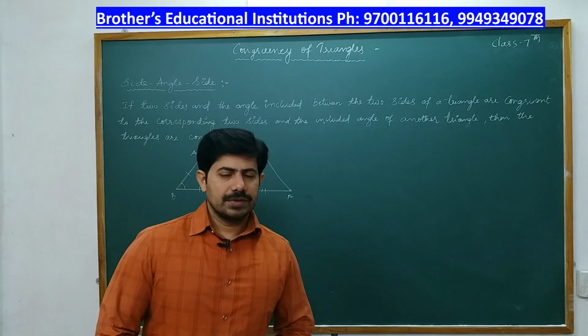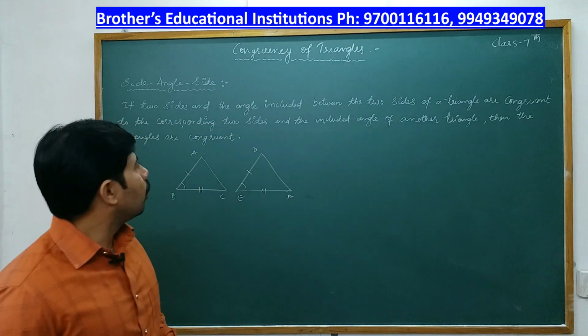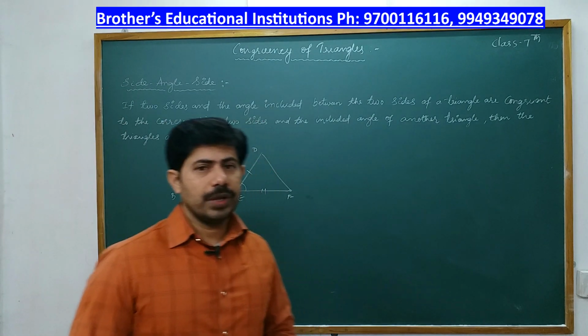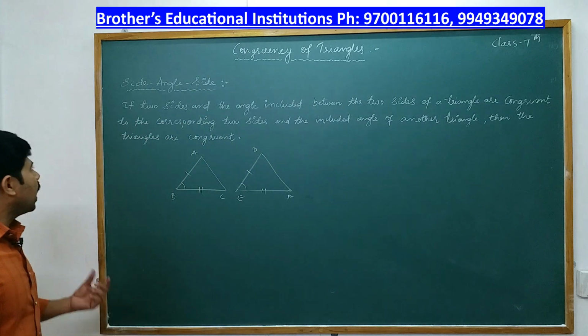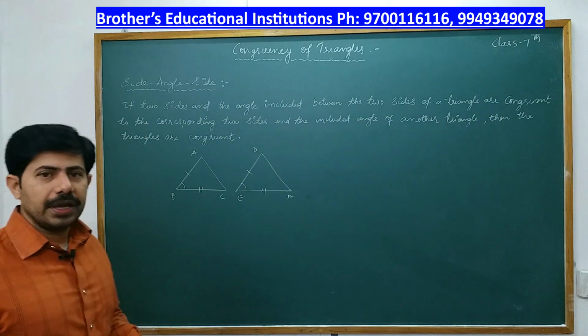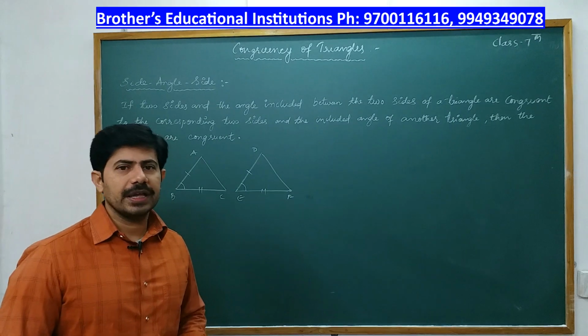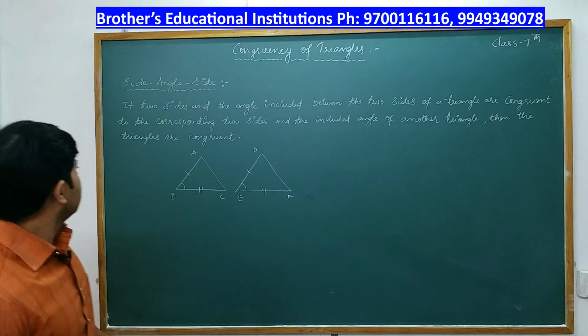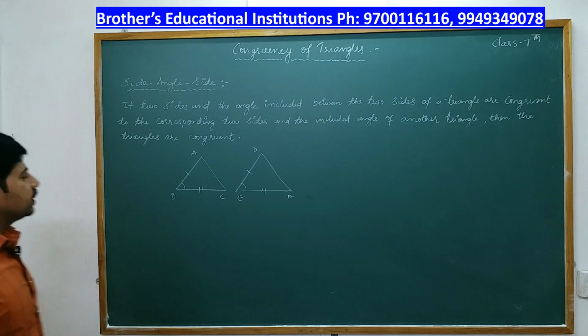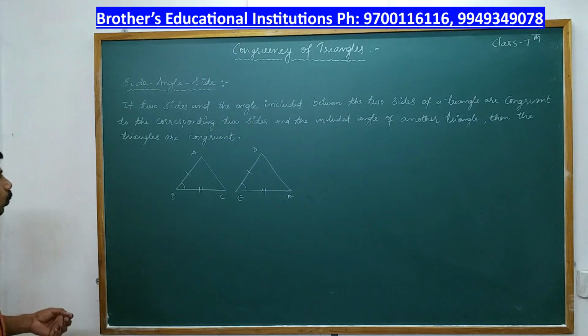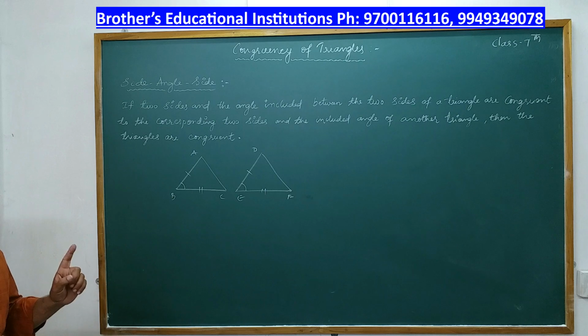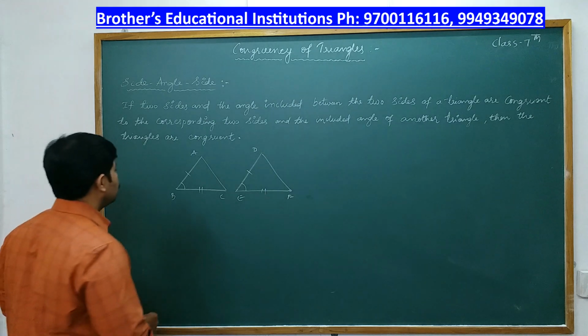Come back. We are doing problems on congruency of triangles. Today we see the side angle side property, and we'll do problems on that property. Side angle side is nothing but if two sides and the angle included between the two sides. See, now here two sides.